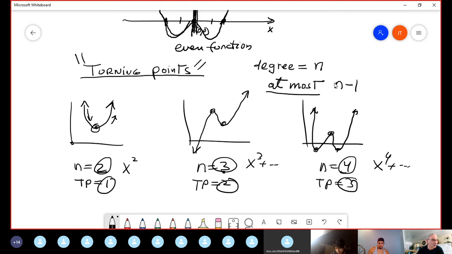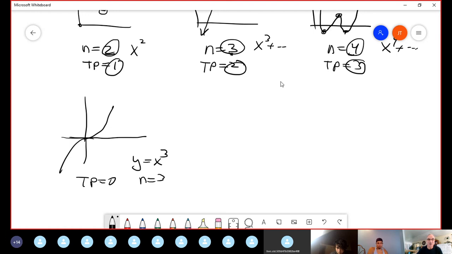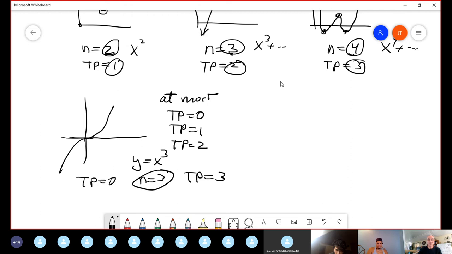But the words at most indicate that it is less than or equal to. Why? Because sometimes it happens, for example, the classical example of the function y equal x cubed. It is degree 3, n is 3. However, when you do the graph of this, it looks like that, and the number of turning points is 0. We have no turning point. So at most indicates that maybe it's 0, 1, 2, and that's it. In degree 3 it's impossible to have 3. No, at most. Do you understand the idea of the turning point?